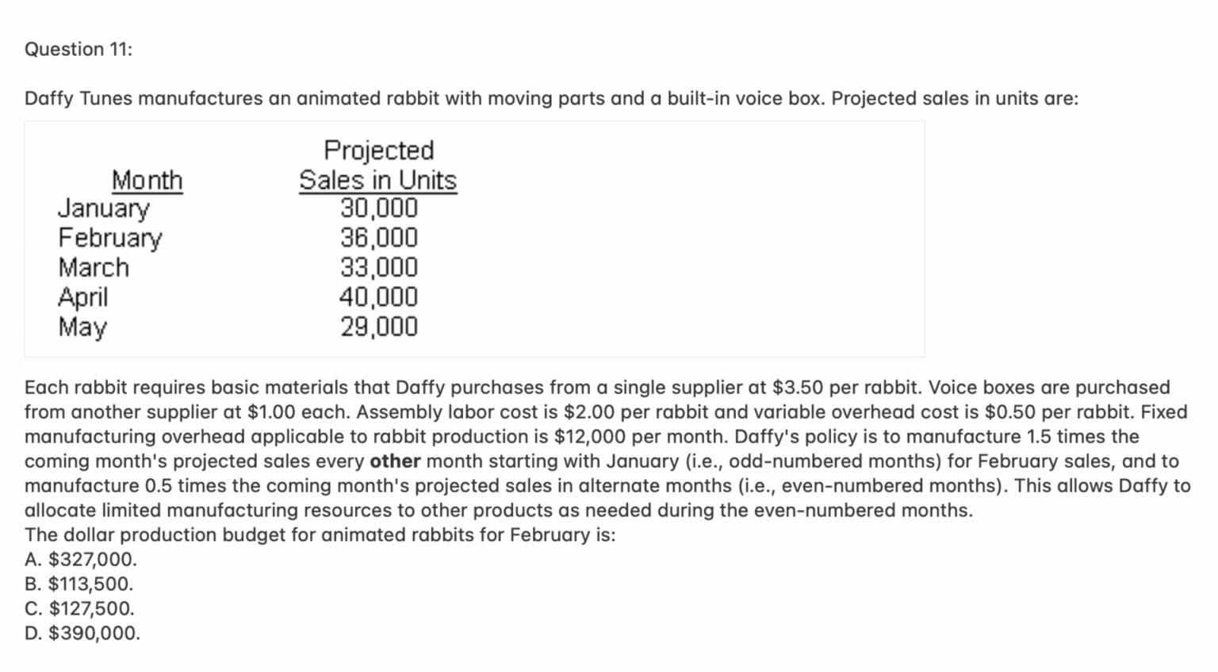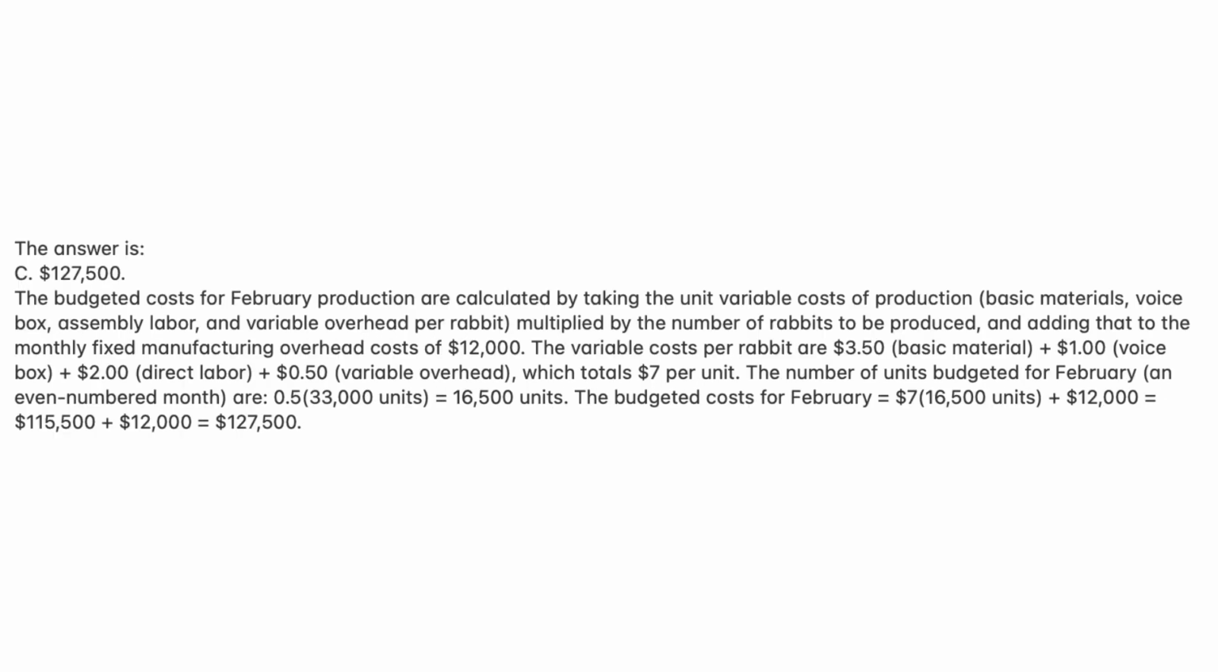The dollar production budget for animated rabbits for February is: A. $327,000. B. $113,500. C. $127,500. D. $390,000. The answer is C. $127,500. The budgeted costs for February production are calculated by taking the unit variable costs of production, basic materials, voice box, assembly labor, and variable overhead per rabbit, multiplied by the number of rabbits to be produced, and adding that to the monthly fixed manufacturing overhead costs of $12,000.